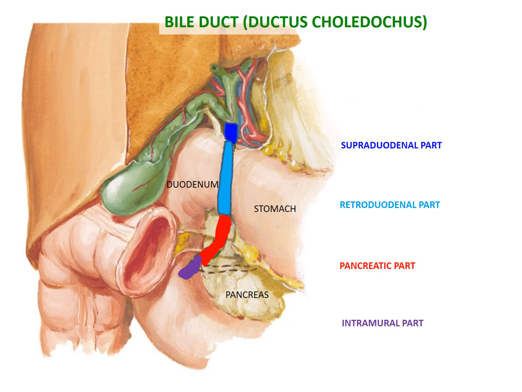Bile duct, or in Latin ductus choledochus, consists of four parts. Supraduodenal part lies above the superior part of the duodenum. Retroduodenal part lies behind the superior part of the duodenum. Pancreatic part is located in the groove between the descending part of the duodenum and head of the pancreas. Intramural part passes inside the medial wall of the descending part of duodenum.